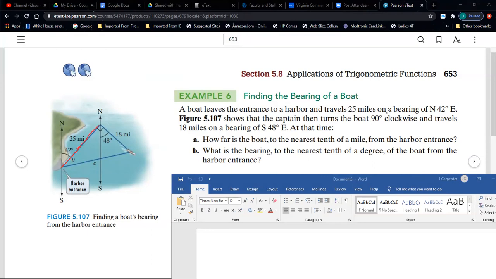The captain turns the boat 90 degrees clockwise after a while and travels 18 miles. So we traveled 25 miles where this red ink is, and I'm about to put more red down. And then you make a 90-degree turn. They say we turn clockwise. So this was where we would have continued going, but then we turn 90 degrees clockwise. So that was our turn. If we'd gone counterclockwise, we'd be going in this direction instead.